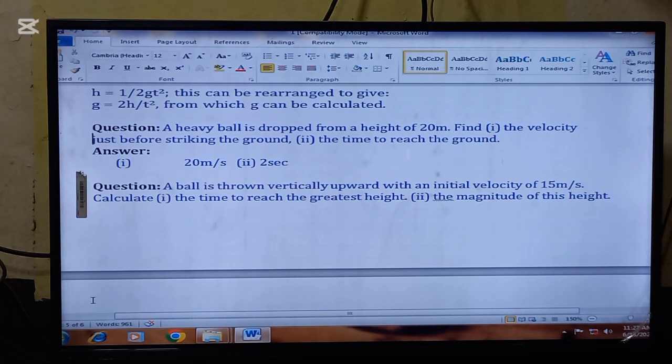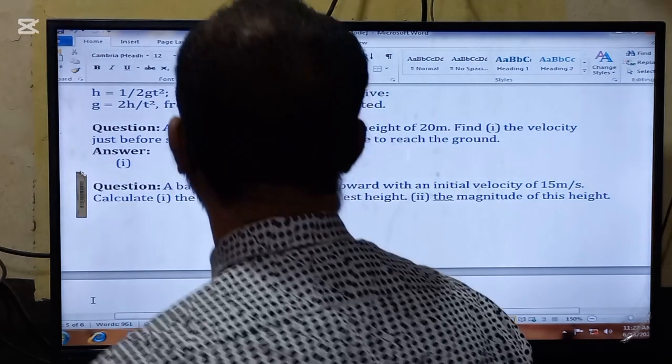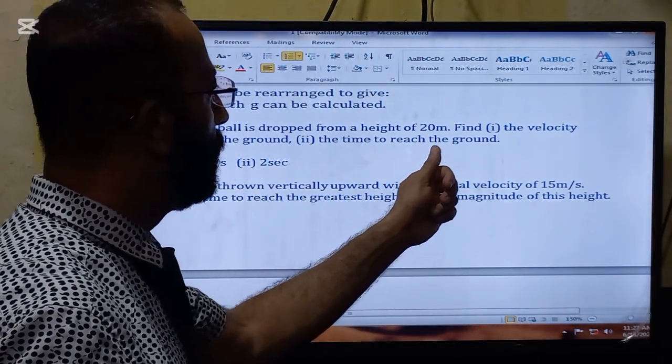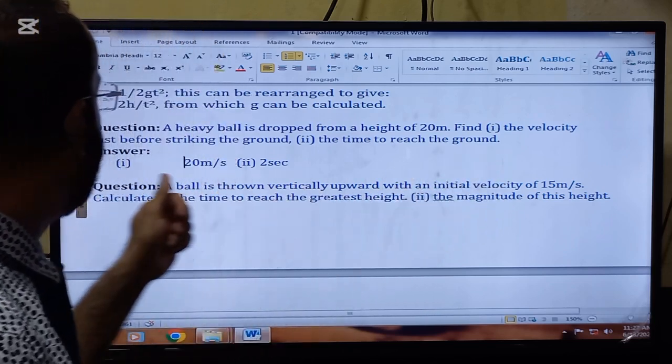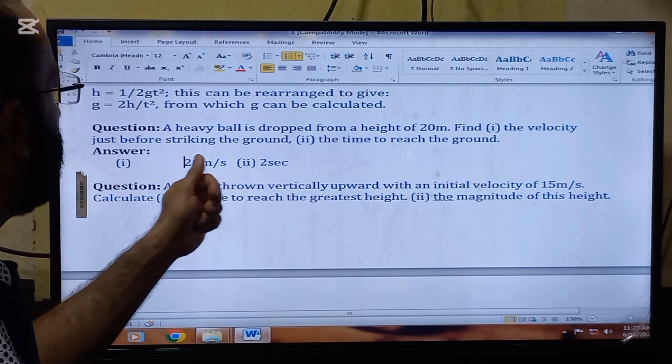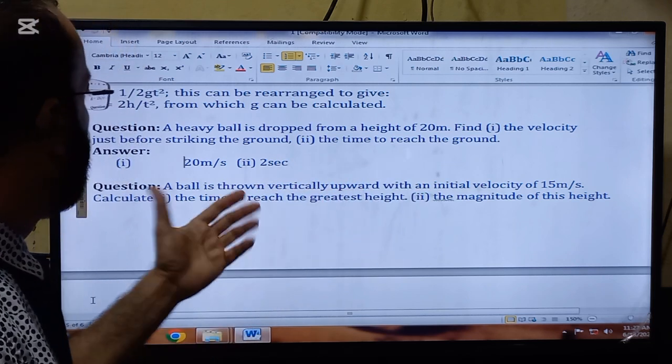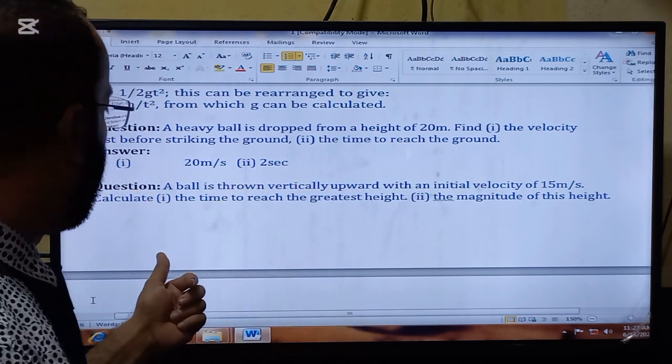Here is a question. A heavy ball is dropped from a height of 20 meters. Find, first part, the velocity just before striking the ground, and second part, the time to reach the ground. Answers are here. And another question is here.